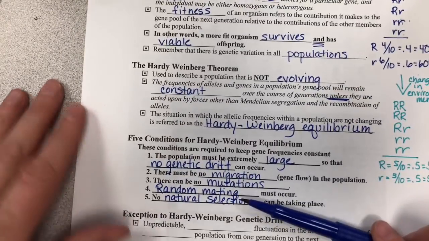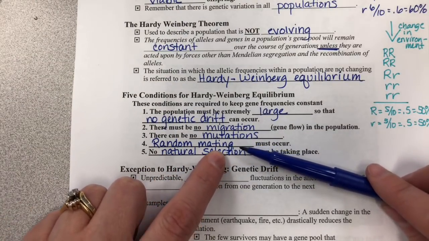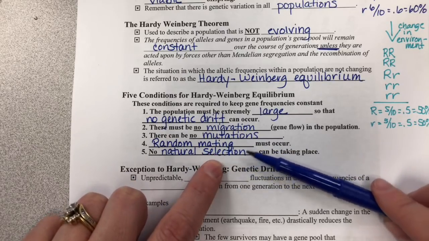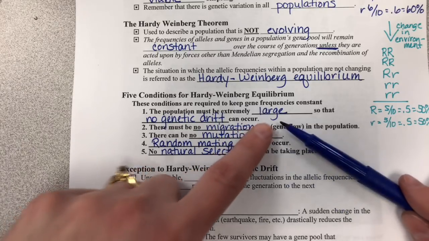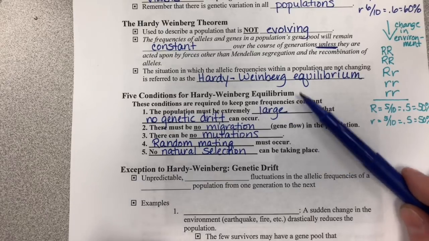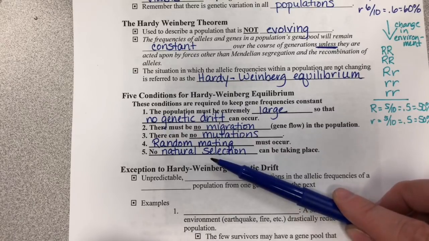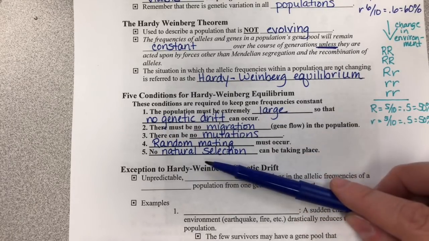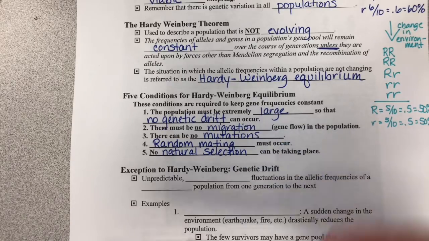Mutations can occur. Most of the time, organisms look for specific things in their mate. Usually there's natural selection, where some traits are better suited for the environment than others. Not always is there a huge population, and so on and so forth. So most of the time, this is an ideal situation. In the wild, this doesn't really happen. This would be like a controlled situation in a laboratory or something like that, so that all these 5 conditions would be true.